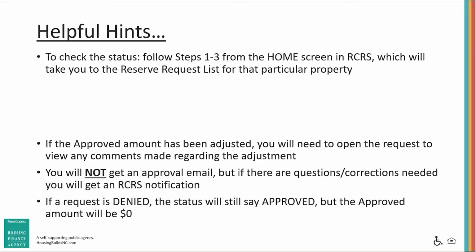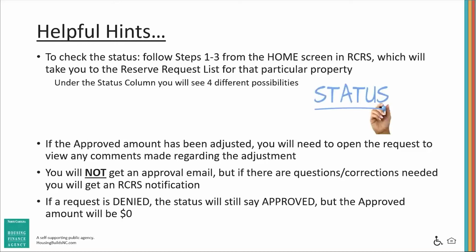To check the status of a reserve request, you're going to follow steps 1 through 3 from the home screen, and that will take you to the reserve request list for a particular property. And there, you can check the status. Under the status column, you'll see 4 different possibilities. Pending means that management has not yet submitted the request. It's still waiting for something, and that final submit button has not been clicked.